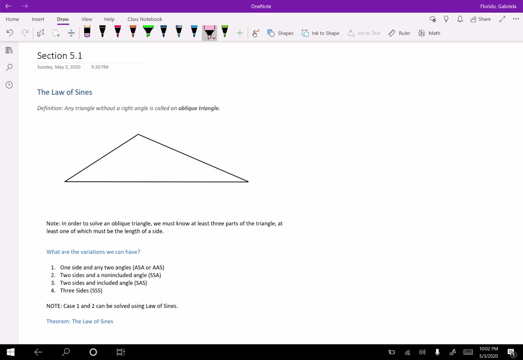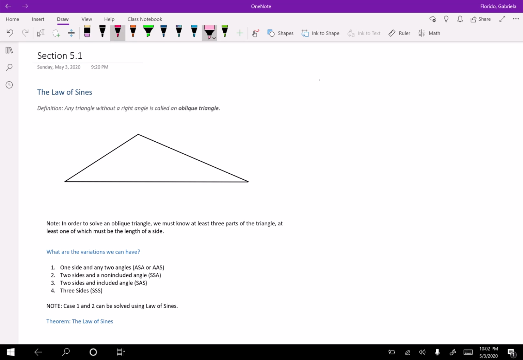So today we're going to talk about section 5.1, which talks about the law of sines. Any triangle without a right angle is called an oblique triangle. So the triangle that I have here, this is an oblique triangle. None of these angles here inside the triangle are going to be right angles.